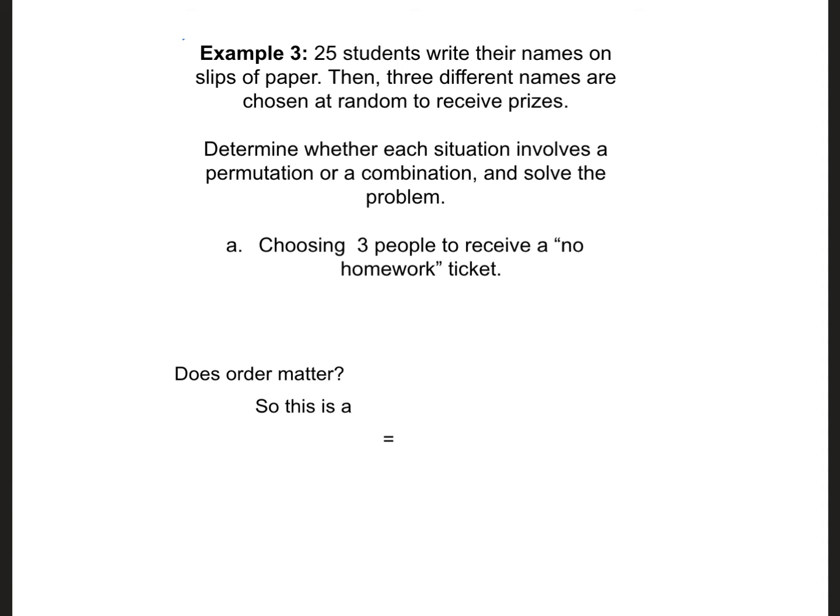So example 3 says 25 students write their names on slips of paper. Then 3 different names are chosen at random to receive prizes. Determine whether each situation involves a permutation or a combination, and then solve the problem.